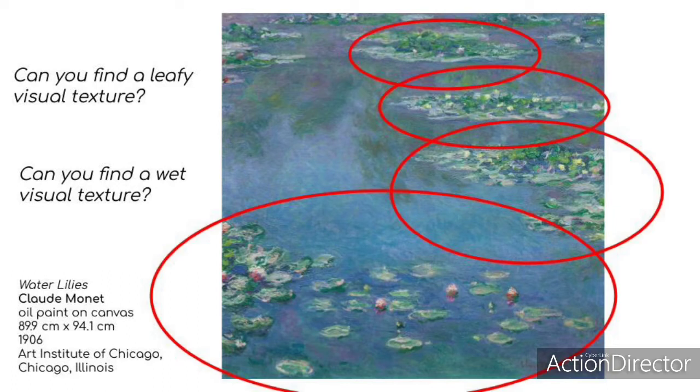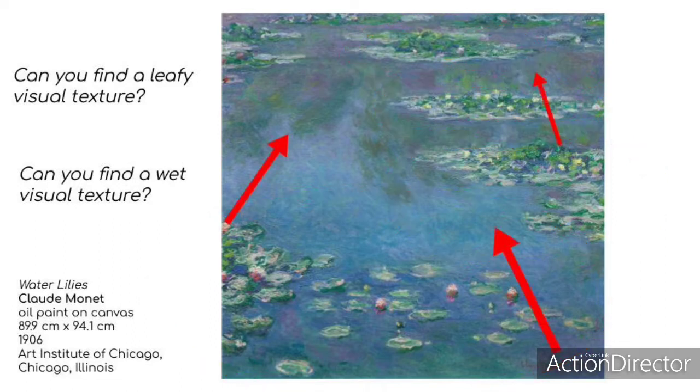Now, Monet used the physical texture of the paint to create the illusion of the leafy visual texture of the lily pads and lilies by leaving thicker blotches of the oil paint. Monet left smooth, thin paint with fuzzy edges to make everything around the lilies and lily pads look like a reflection in the water.